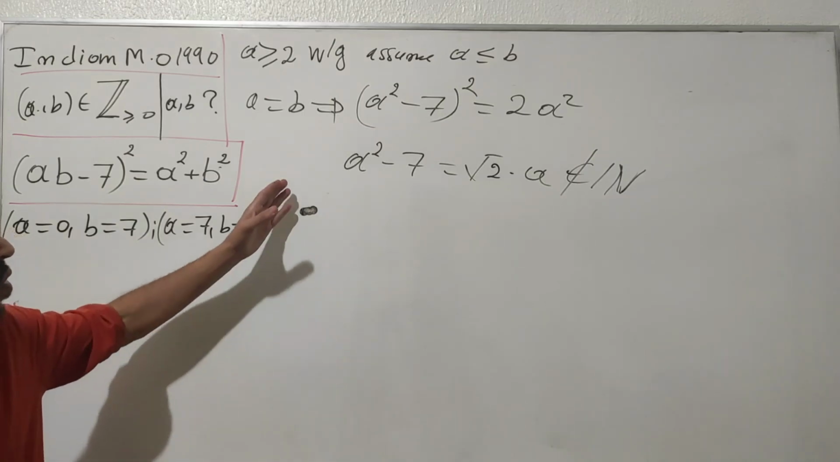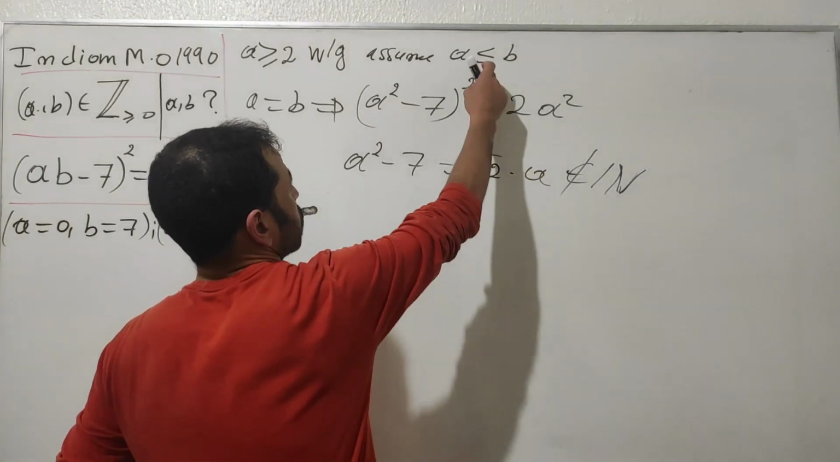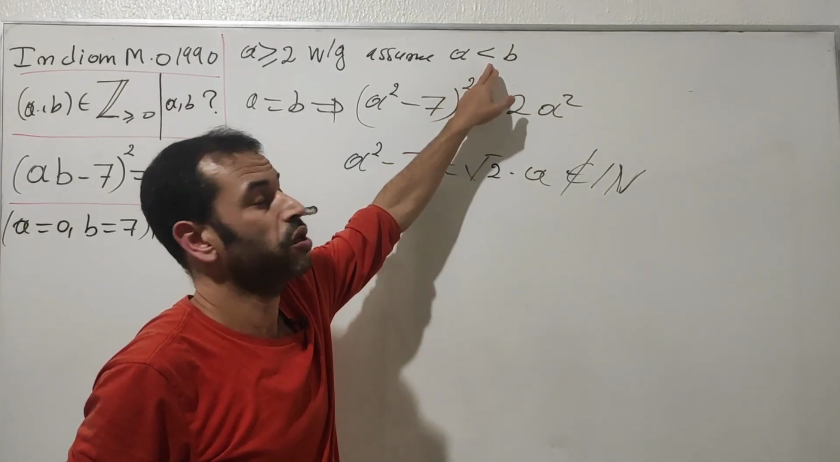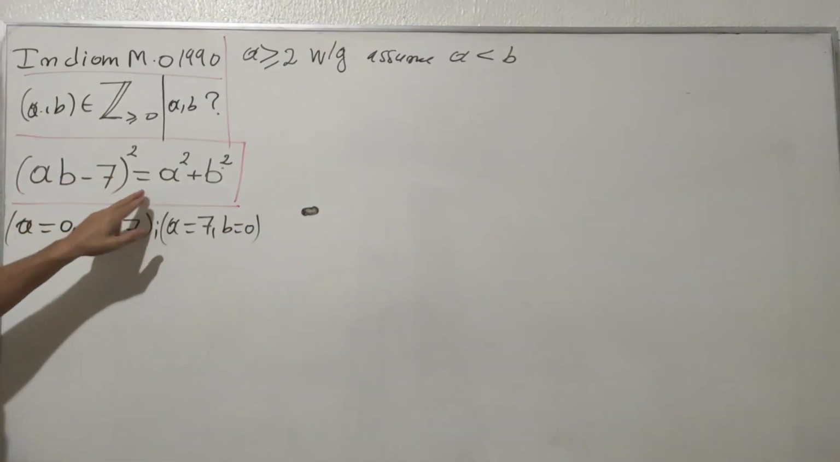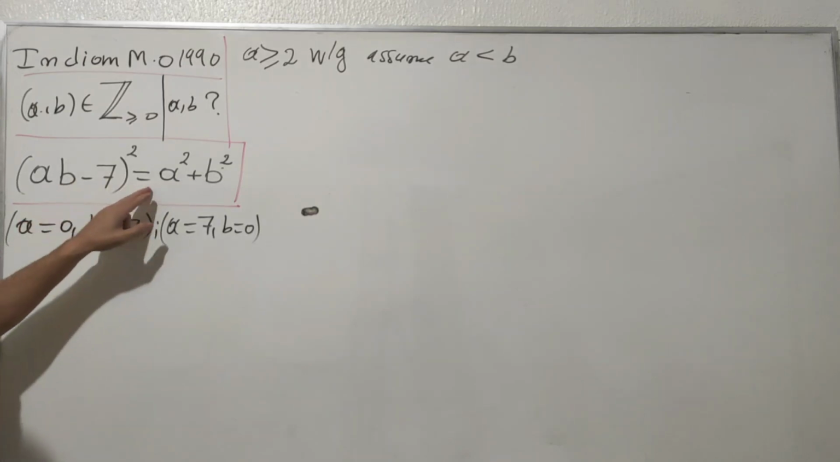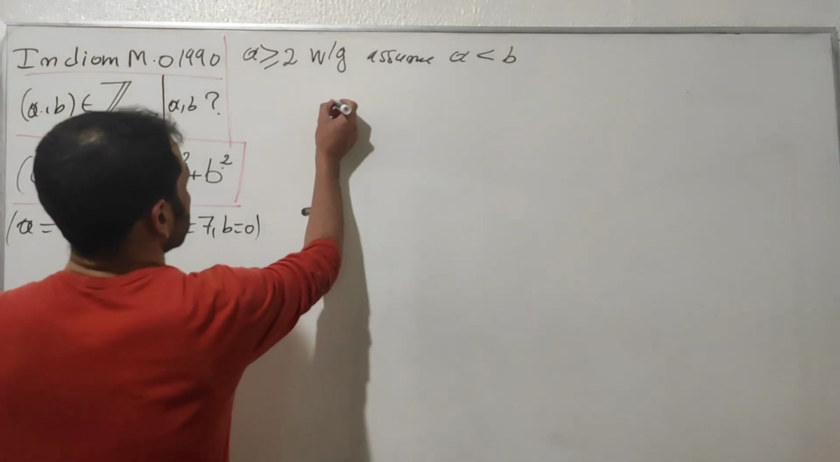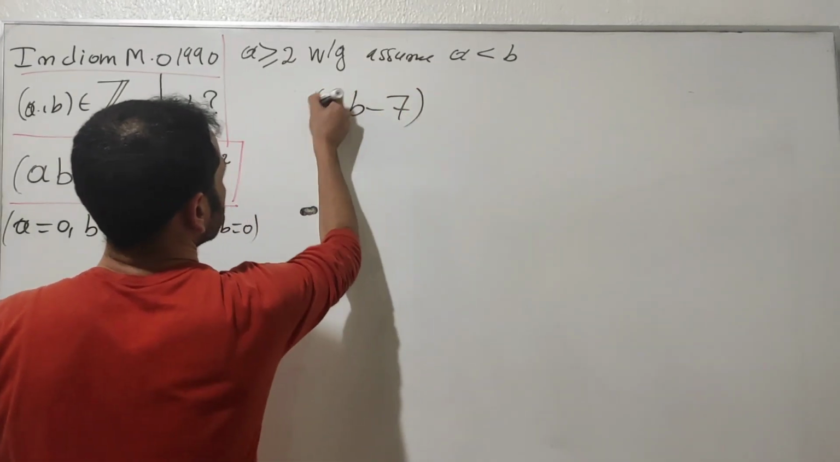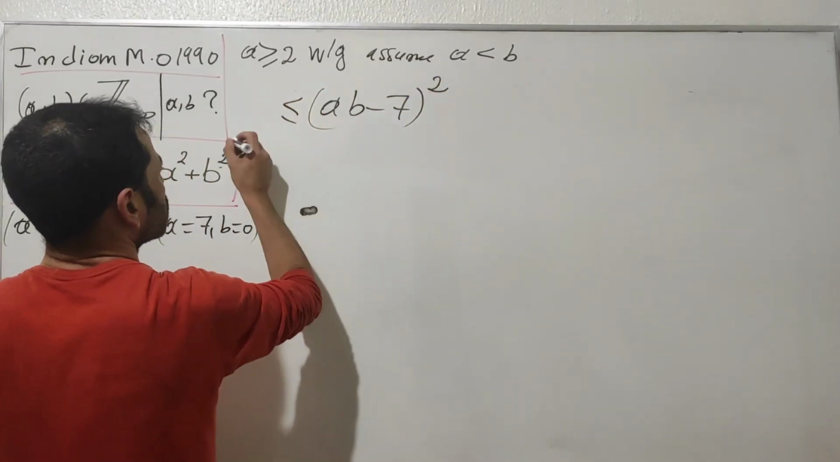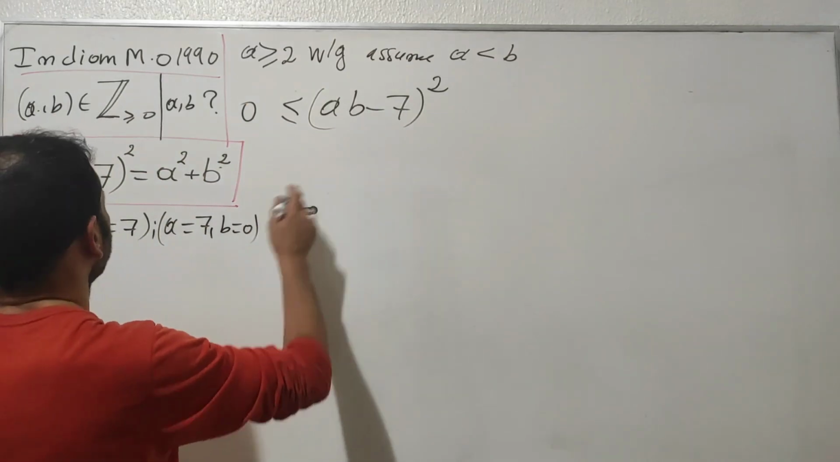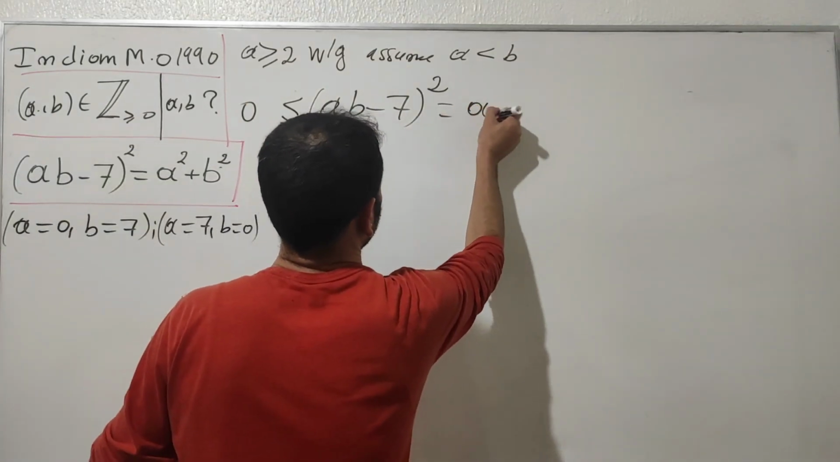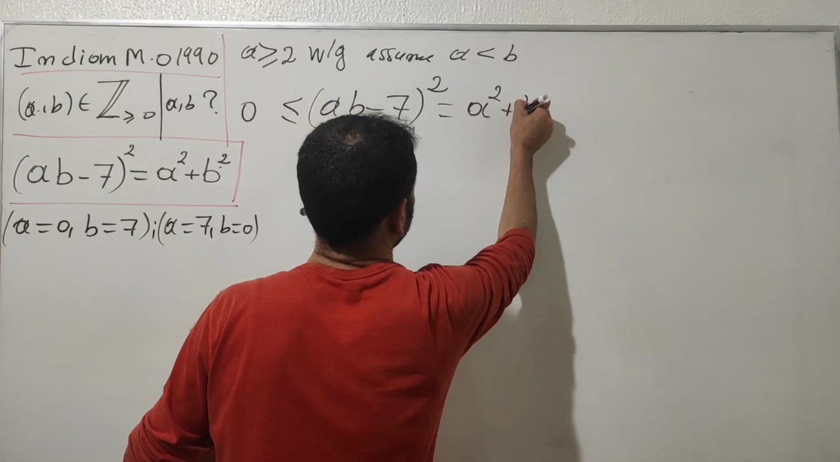Now let's leave the strict inequality case. The best way to solve this is to transform the equality into an inequality, because I would have something more complicated if I solved this equation in terms of a and b. So I'm going to make it simpler. We know (ab minus 7) squared is always greater than or equal to 0, and this equals a squared plus b squared.